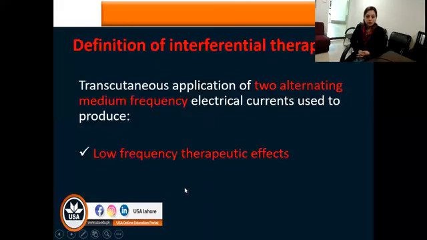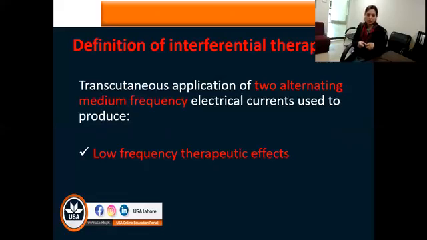Then these medium frequency currents were introduced, and the work continued, and ultimately we found two currents: one was interferential and the other was the Russian current. So let me tell you the details of what interferential current is. This is a very common current, used in our daily practice, and it gives a significant effect. So it is important to understand what interferential current actually is and what its principle of working is.